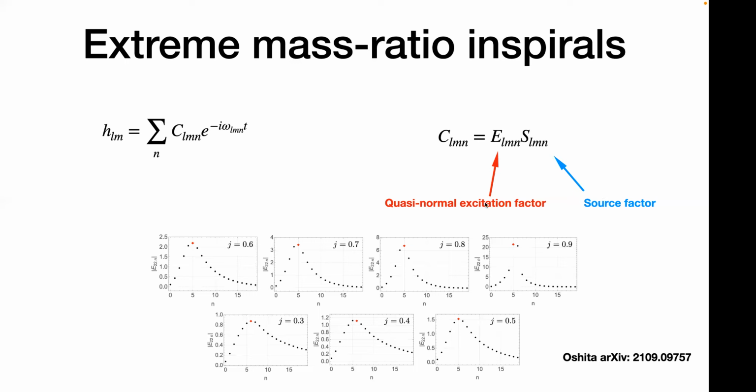So using black hole perturbation theory, we can compute the excitation factor as a function of overtone index for different Kerr black holes. I took those results from a recent work by Oshita.